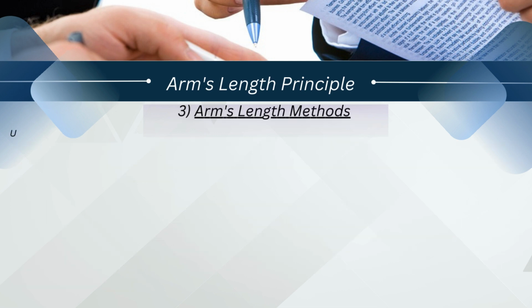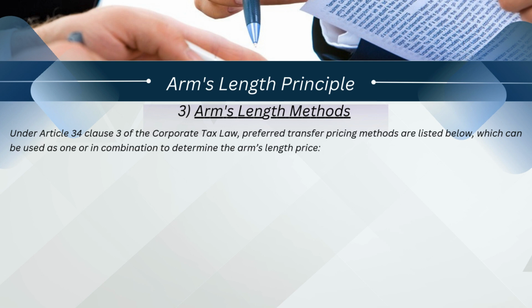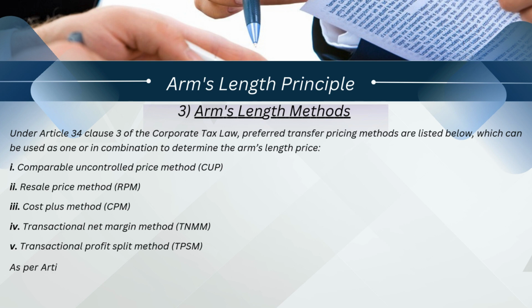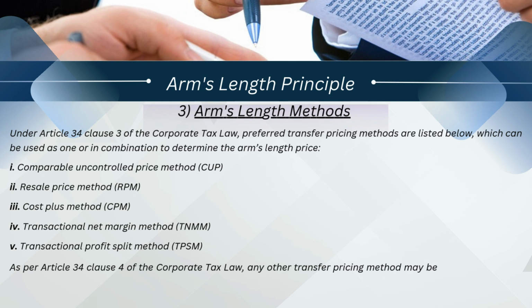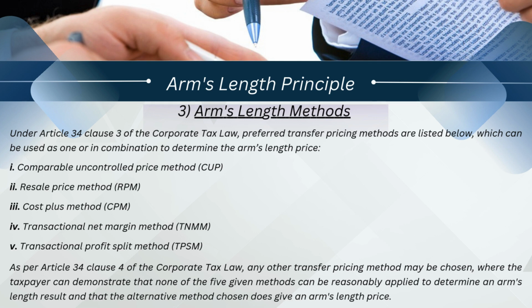Arm's length methods. Under Article 34 Clause 3 of the Corporate Tax Law, preferred transfer pricing methods are listed below, which can be used as one or in combination to determine the arm's length price: comparable uncontrolled price method, resale price method, cost plus method, transactional net margin method, transactional profit split method. As per Article 34 Clause 4 of the Corporate Tax Law, any other transfer pricing method may be chosen, where the taxpayer can demonstrate that none of the 5 given methods can be reasonably applied to determine an arm's length result and that the alternative method chosen does give an arm's length price.